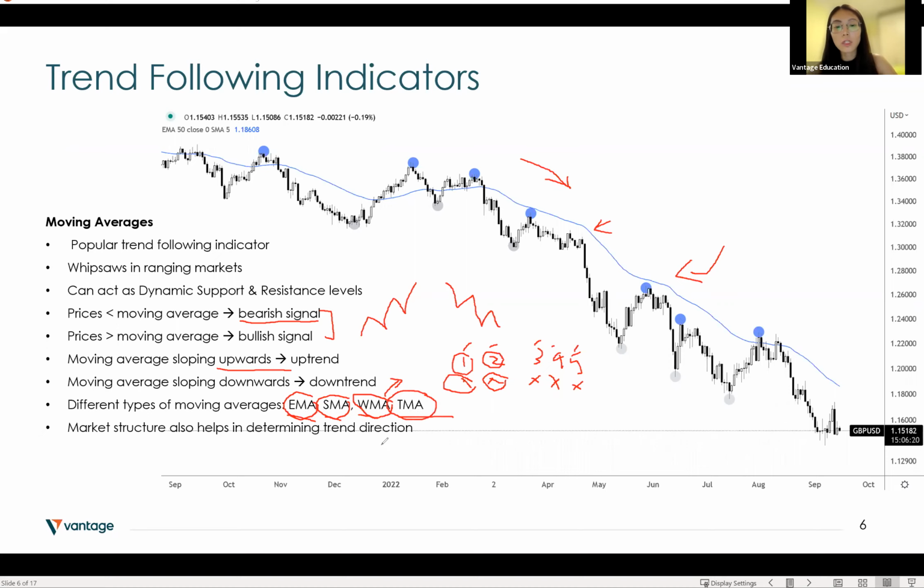What's also important to take note of is that market structure itself also helps in determining the trend direction. As we've mentioned so far, in a bullish market structure, when prices are trending higher, the moving average more likely than not is going to act as a support level, right? Whereas in a bearish market structure, in this example that we see here, this moving average is likely to act as a dynamic resistance.